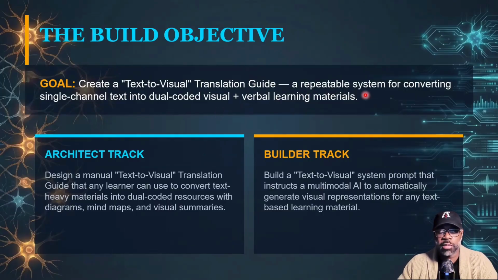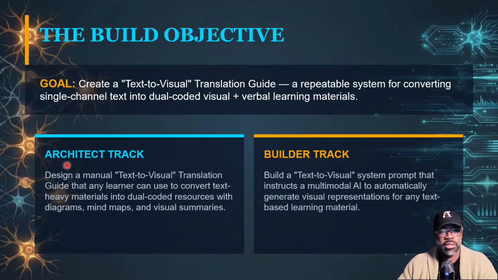But this is going to be a repeatable system for converting single channel text into dual coded visual and verbal learning material. So again, just imagine you're looking at a very large, we'll just say, a research paper or a novel or a book or anything that is primarily text. Maybe it's a long article. How do you take that information source and turn it from just single channel, a big wall of text, into something that's dual coded with visual materials?